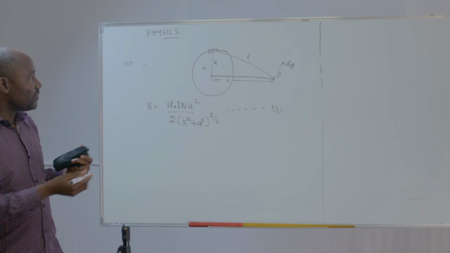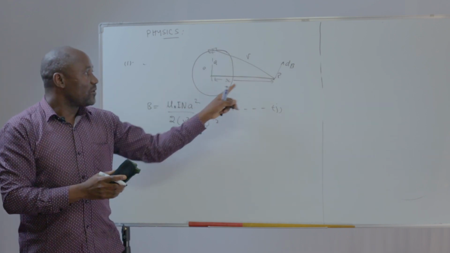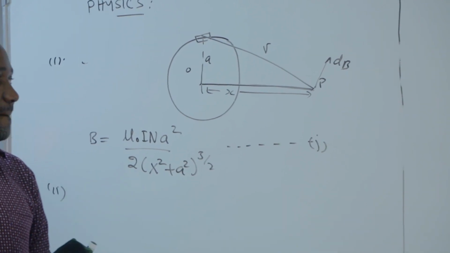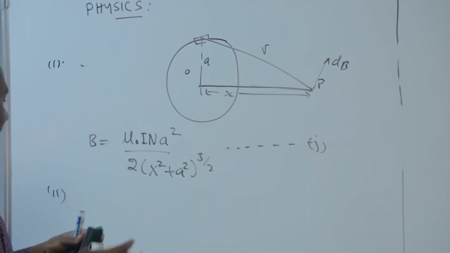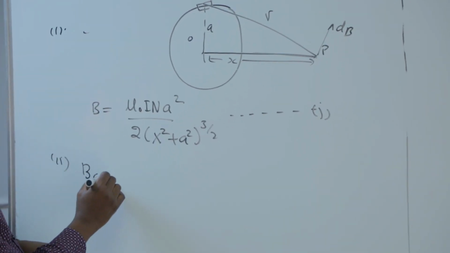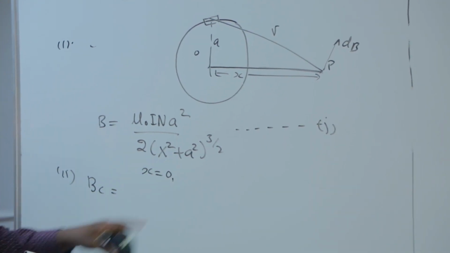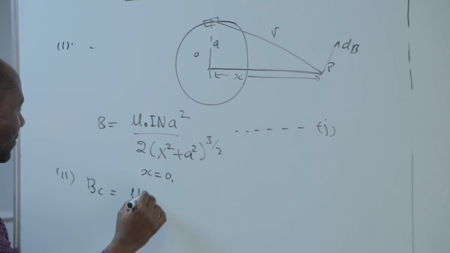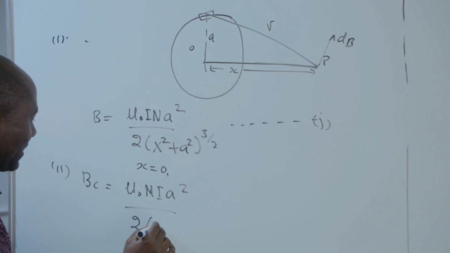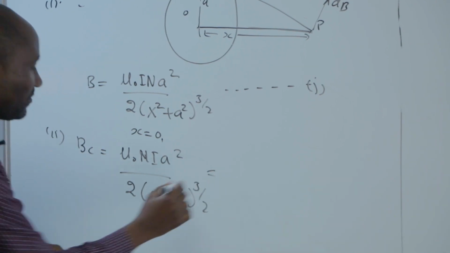Then, from this conductor, we now deduce the formula for the same wire when that point is at the center. So if P is at the center, it means you are finding the magnetic flux density of a coil at the center. That means our x equals 0. If you plug x equal to 0 here, you have μ N I a squared over 2(0 plus a squared) to the power 3/2. Simplify.